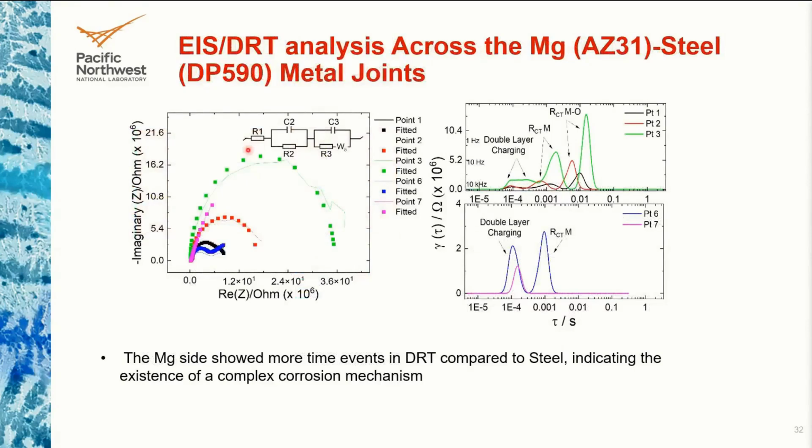And basically, you can get the EIS behavior near the joint, which is very crucial information, because what we are seeing here is that the magnesium side shows a more time-dependent activity compared to the steel side. So that indicates that the magnesium corrosion is a much more complex reaction compared to the steel side.